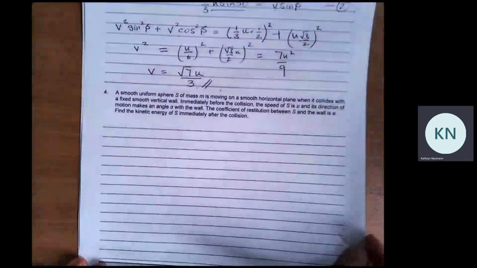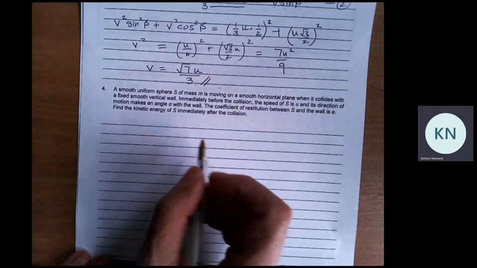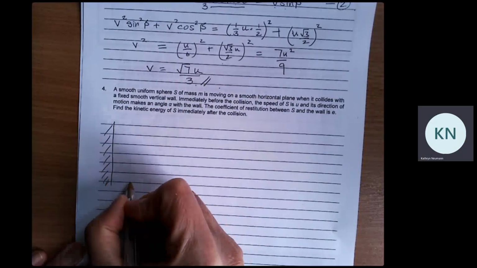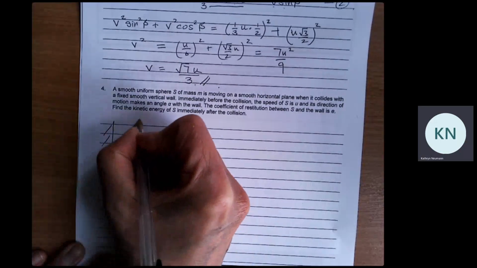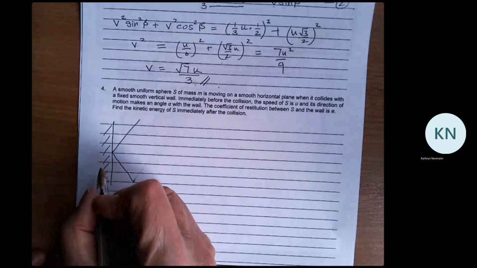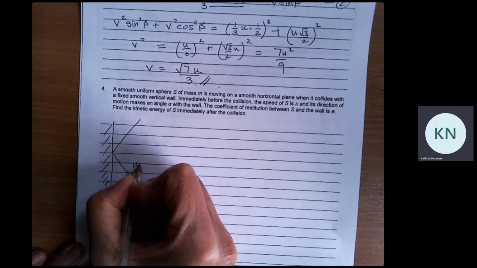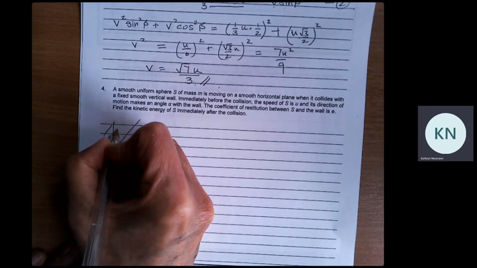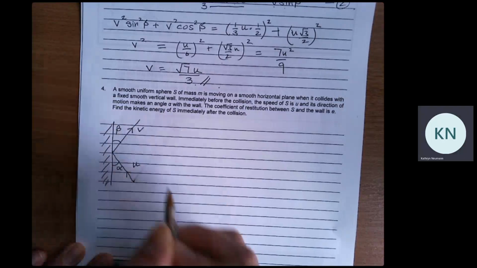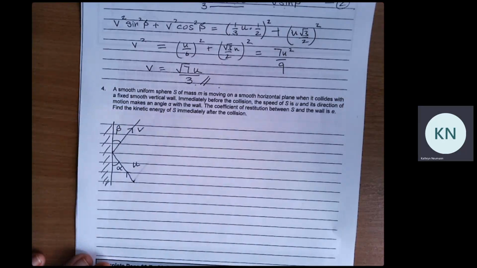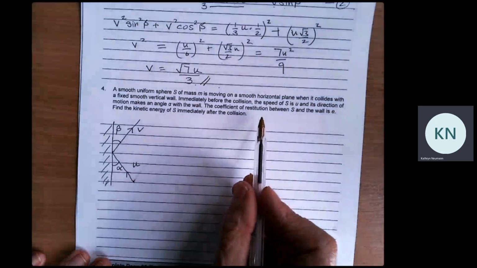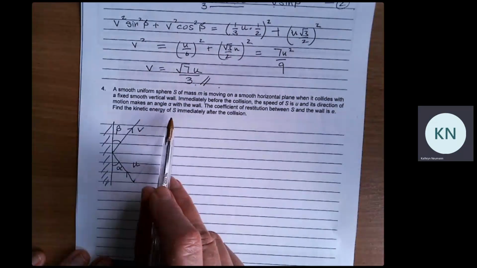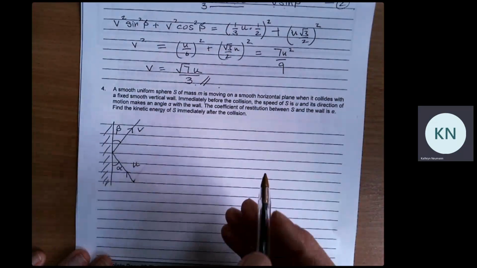Okay, the last question here. Again, we've got a wall, and we've got a particle hitting the wall and bouncing off, and it comes in with a speed of U, an angle of alpha. It comes away at a speed of V, and it's at an angle of beta. So it wants you to find, and we're going to have it in an algebraic form, the kinetic energy of S immediately after the collision.